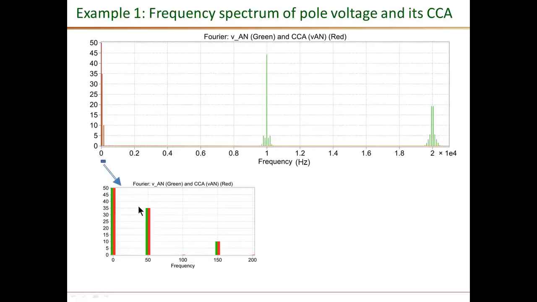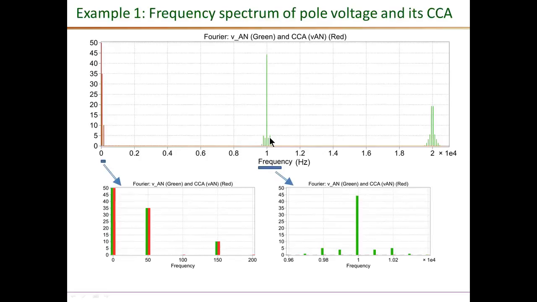Both of them have a large 50 Hz component, that is 0.7 times 50 or 35 volts, and they also have a 10 volt component at 150 Hz. They are as expected. If you zoom in near the switching frequency range, which is as I said 10 kilohertz, you can see only the green, which is the instantaneous VAN, has this switching frequency component and its sidebands. It also has harmonics near 20 kilohertz and beyond in the green waveform and not in the red waveform. So the switching frequency content and its harmonics have been eliminated in the process of averaging.